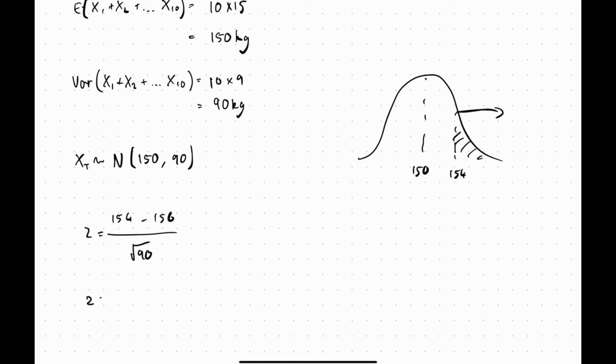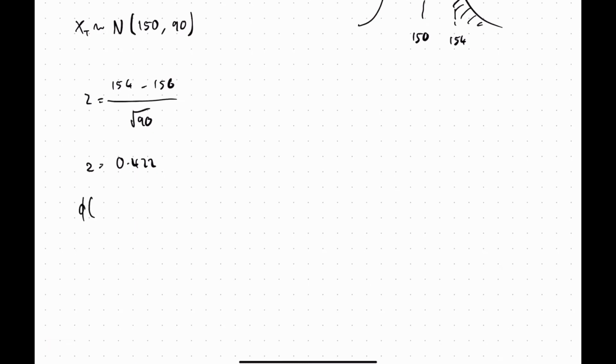But that gives us a z value of 0.422. Our phi z is going to be 0.6653 based upon the table. So our probability x is greater than or equal to 154 is going to be 1 minus 0.6653, which is 0.3347. Oh, sorry, got the numbers the wrong way around there. 0.3335. Okay, cool. Is that all right?